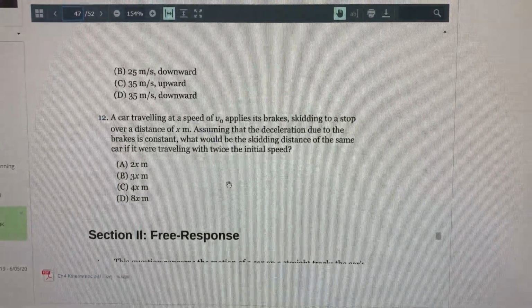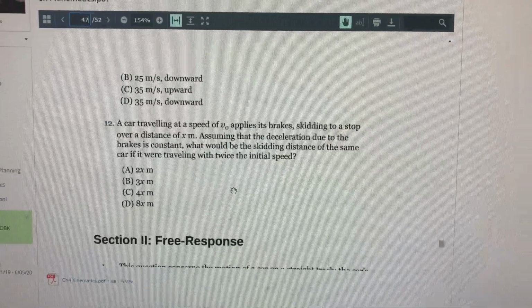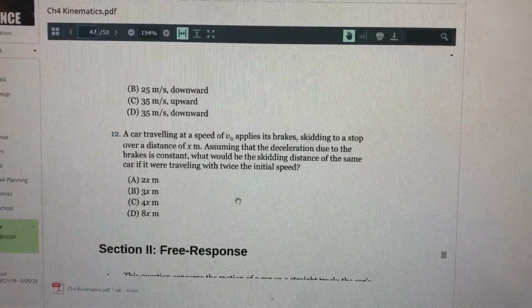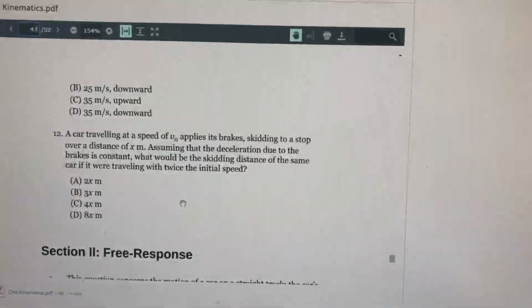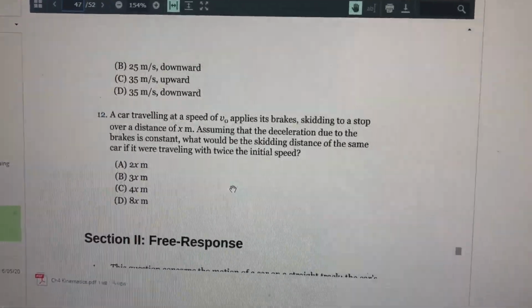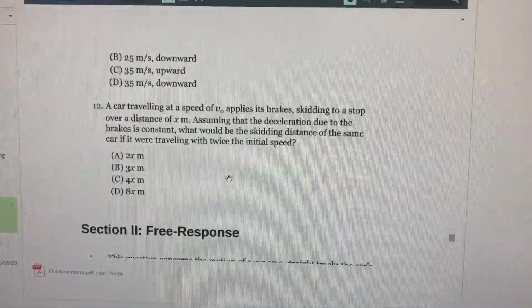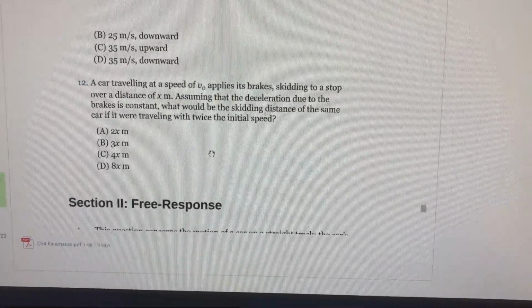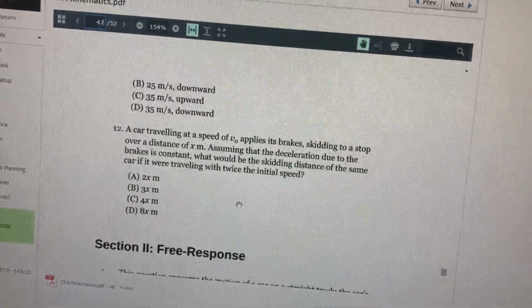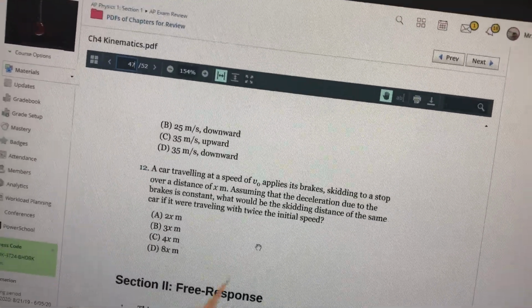Now 2x is the tricky one, because we might think, oh, if it's twice the initial speed, it would take twice as far to stop. But this is actually a really important and key note for driving, because if you're driving, you might think, oh, if I'm going twice as fast, it'll just take me twice as far to stop. However, let's look at the solution for this one, which I have here.